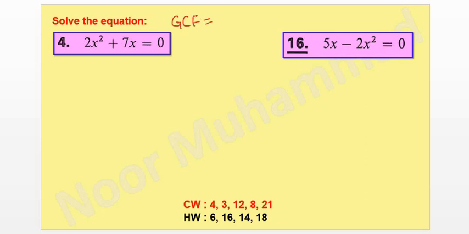Now what is the GCF here? Think, okay, 2 and 7, they do not have any number in common, but x squared and x, I told you that whenever we look at the variables, we have to choose the one that is with the lower power.